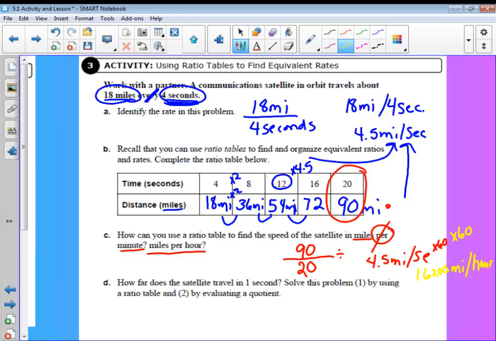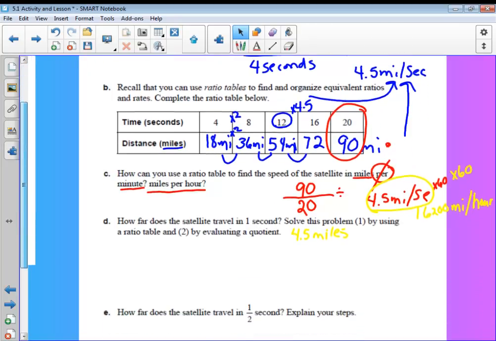Letter D says, how far does the satellite travel in 1 second? Let's look back at our original rate that we had here. It could go 4.5 miles per second. So that's per 1 second. How far does it travel in 1 second? 4.5 miles. Solve this problem by using the ratio table and by evaluating the quotient. We've already done that previously, so we don't need to resolve it. It's just understanding what that rate really meant.